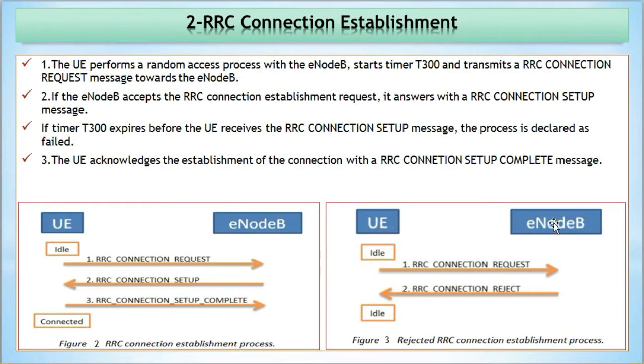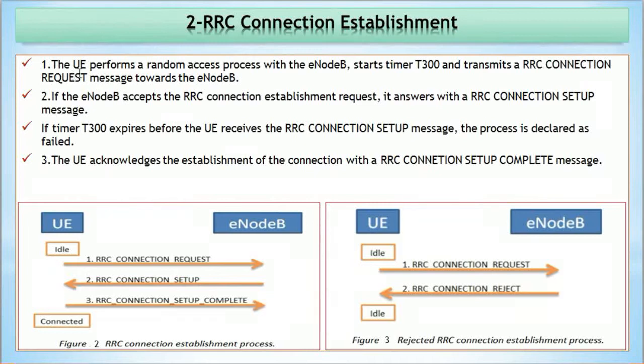And here you can see this is UE and this is eNode B. When UE sends a message RRC connection request, in response eNode B sends a message RRC connection reject. Okay, still our mobile or UE is in idle mode, that is the rejected RRC connection establishment process.